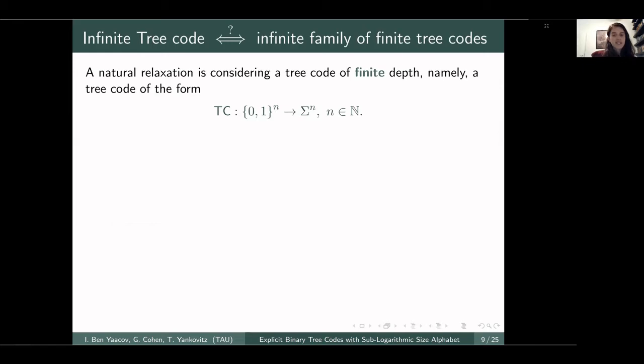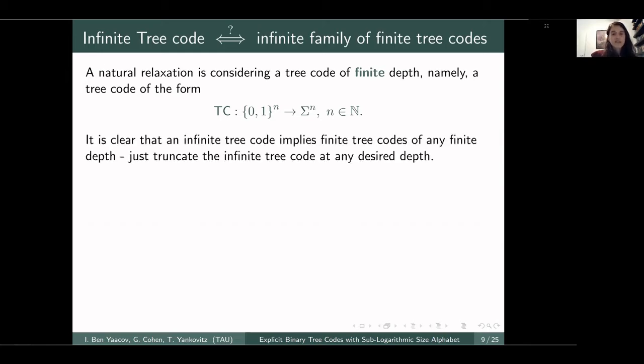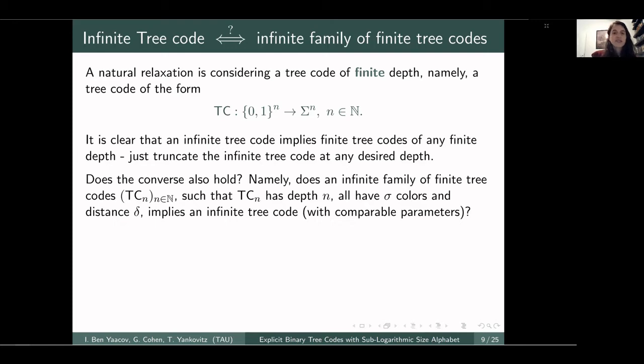A natural relaxation of the definition for tree codes is considering a tree code of finite depth. It is clear that an infinite tree code implies finite tree codes of any depth, since one can truncate the infinite tree at any desired depth and get a finite tree code with the same properties she began with. A natural question is whether the converse also holds. Namely, does an infinite family of finite tree codes of every finite depth that share the same number of colors and distance imply an infinite tree code with comparable parameters?